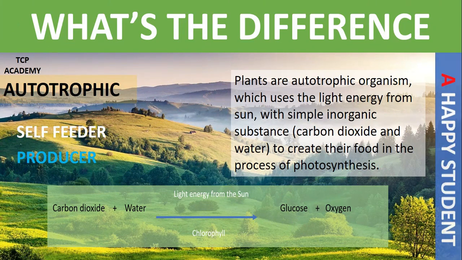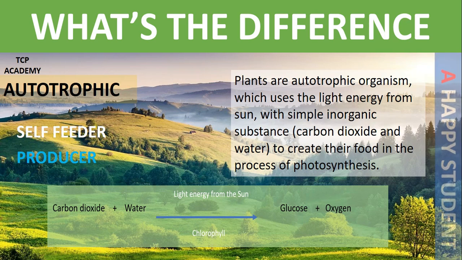The first nutrition we want to look at is autotrophic, and autotrophic simply means self-feeder. Now, all producers would have been autotrophic. Autotrophic organisms could either be chemotropes or phototropes. Phototropes using light, as in the case of plants.